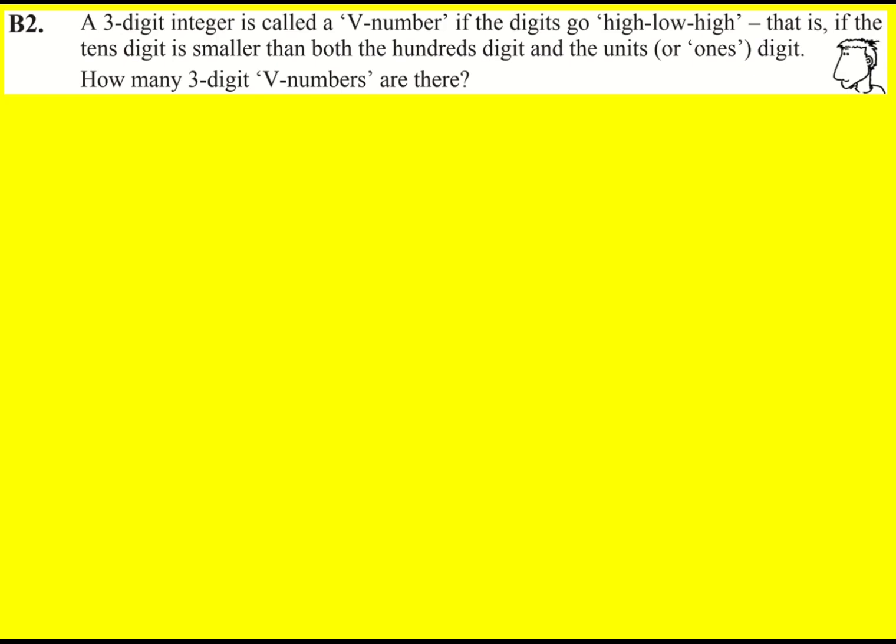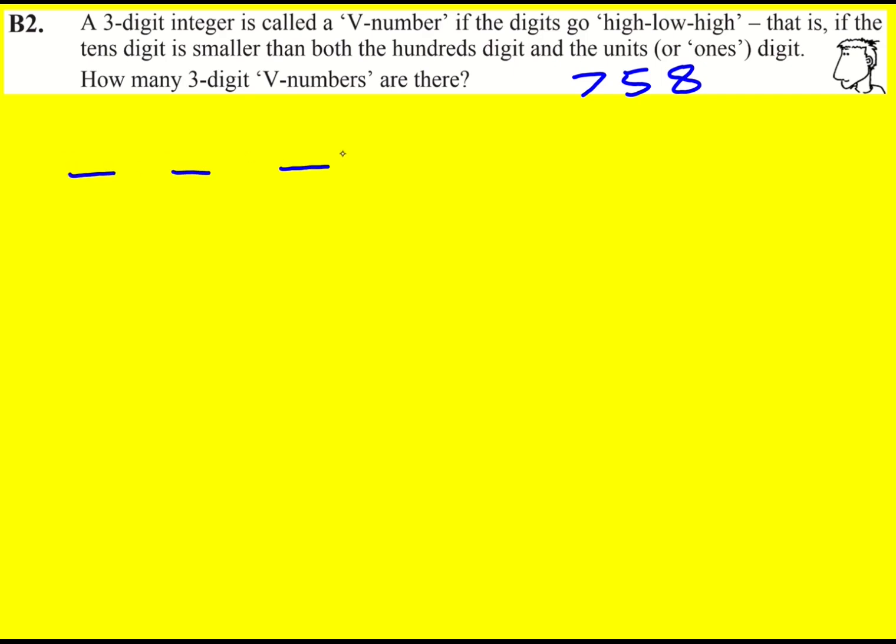This is a lovely arrangements question where we're interested in V numbers, where the digits go high, low, high. So for example, I could have 7 and then 5, and then this has to be more than 5, so 8, for example. That would be a high, low, high number, so a V number. We want to know how many 3-digit V numbers there are.